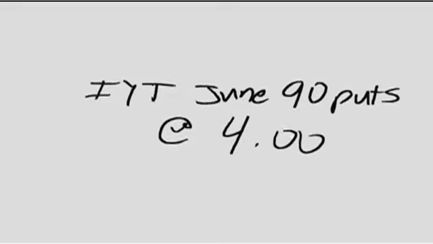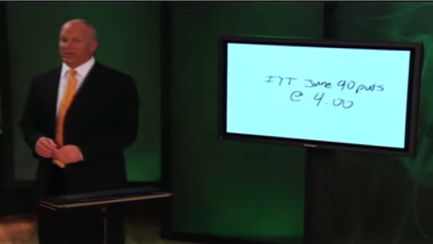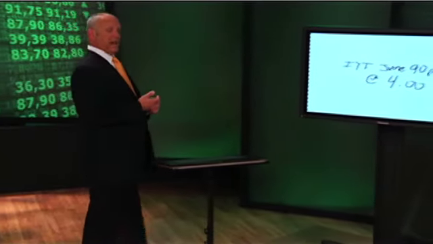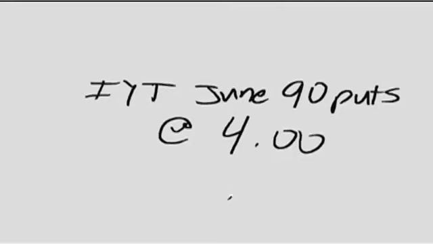In other words, we're going to pay $4 a share. We're paying $400. We have the right to sell IYT at $90 a share anytime between now and option expiration day in June. The stock is currently around 91. We're banking on it breaking below the $90 neckline on the chart and plummeting all the way to $85 a share. But here's the problem with this trade. We're paying $4 for the right to sell IYT at 90 with the expectation that IYT is heading all the way down to 85.